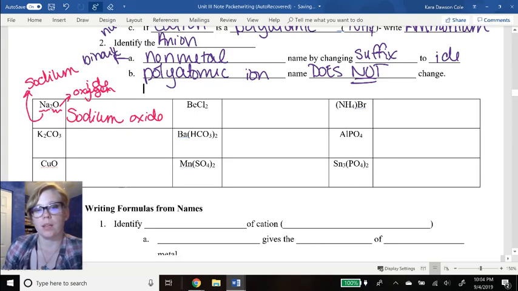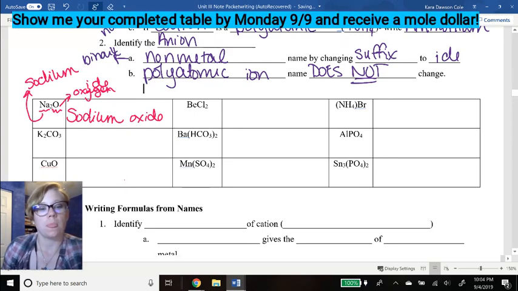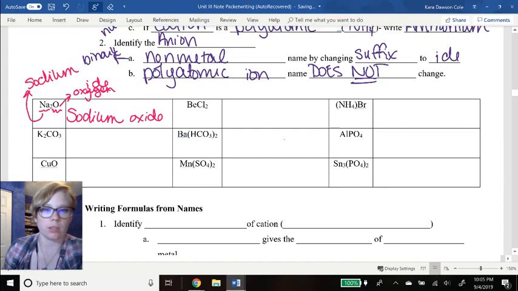I'm going to leave some of these for you to actually work on your own. I'm going to show you the 3 types and try to show you how to get your charge on your cation for your transition metal.